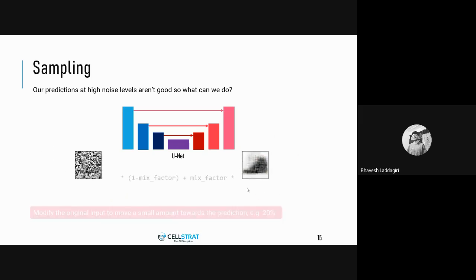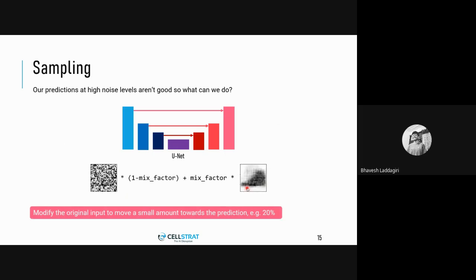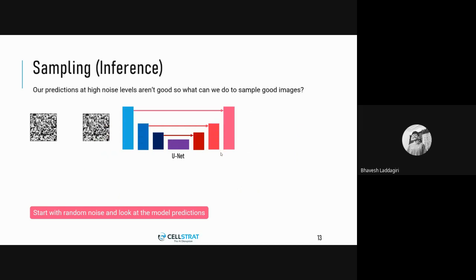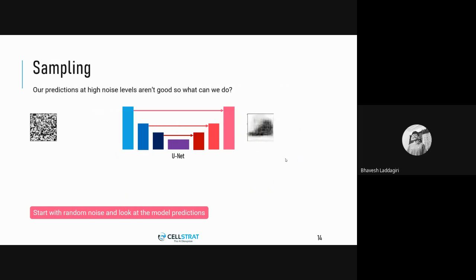So before we move on, generally we have our original noise, our original input was very noisy, right? And our prediction was this much.